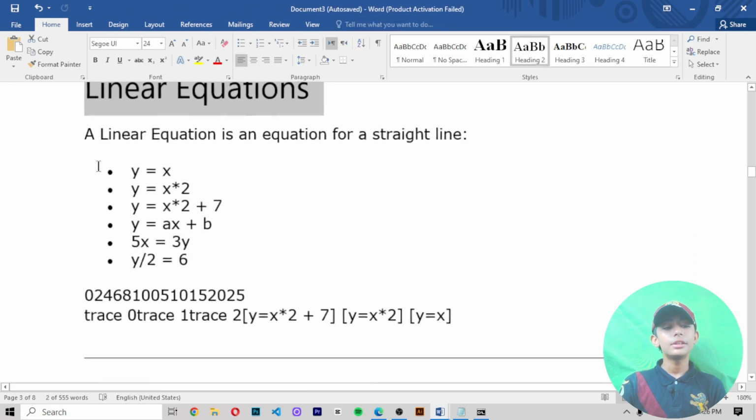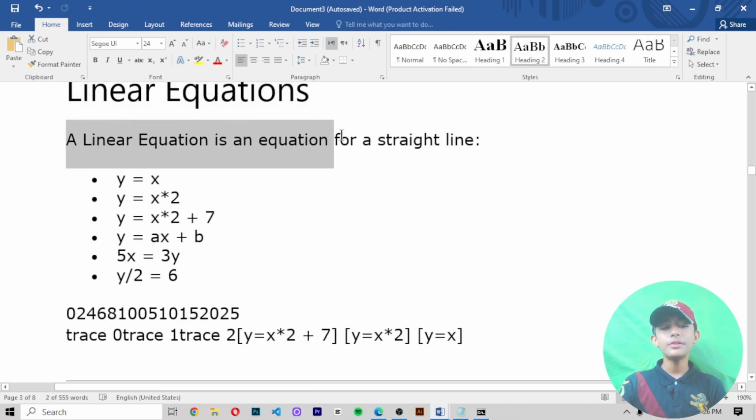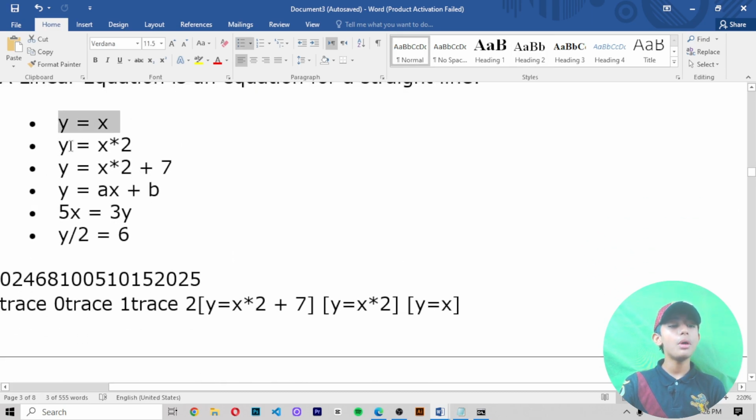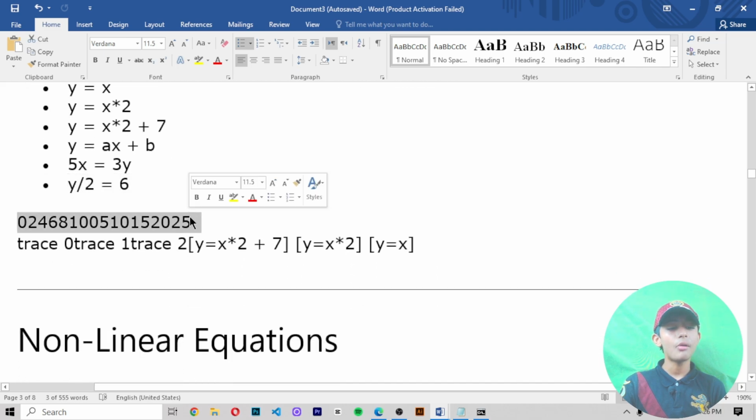Linear equations. A linear equation is an equation for a straight line, like y equals x multiplied by 2, y equals x multiplied by 2 plus 7, y equals ax plus b, 5x equals 3y, y divided by 2 equals 6, like that, and it will give you this type of output.